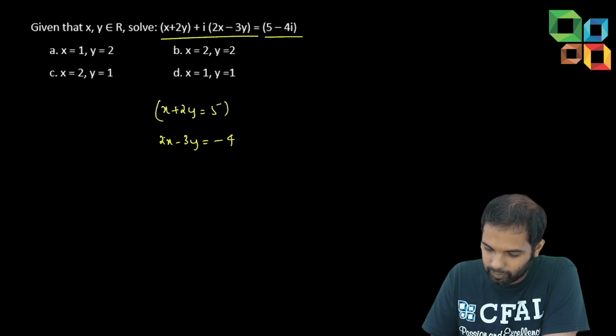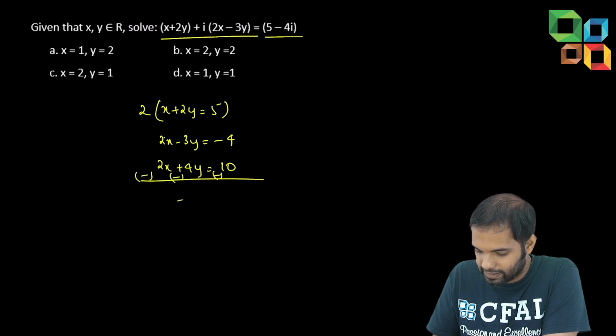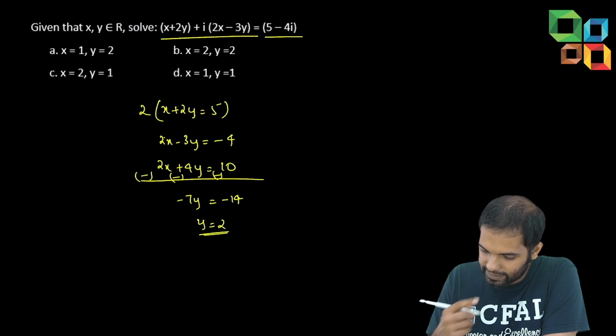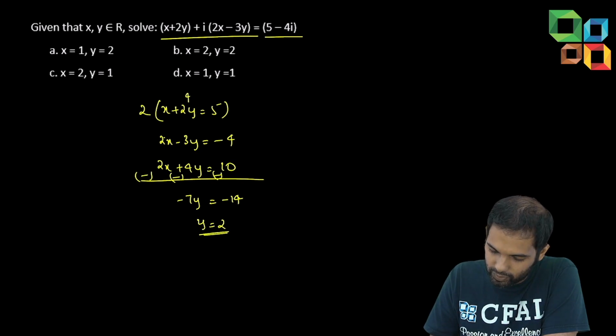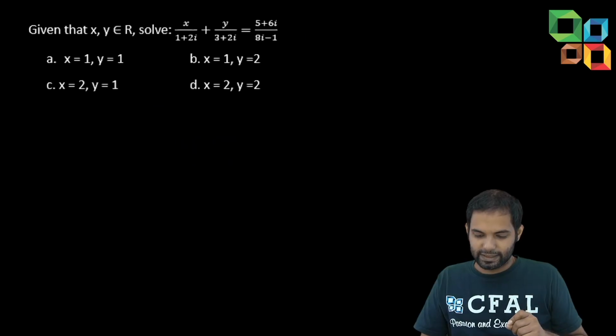So we'll simply multiply this by 2 and get the new equation 2x plus 4y is equal to 10. And we'll subtract, right? So subtracting, we get minus 7y is equal to minus 14, or y is equal to 2. So y is equal to 2 means x value you have to figure out. This is 4, so x is 1. So y is 2, x is equal to 1.